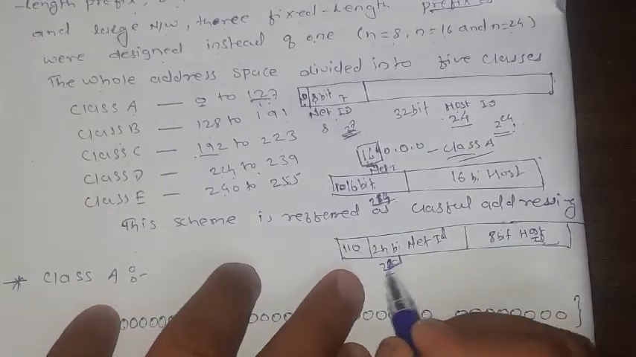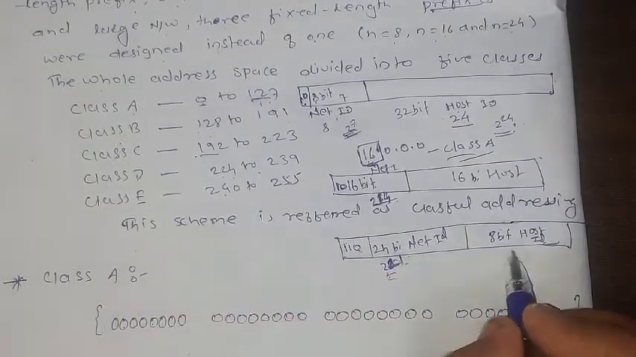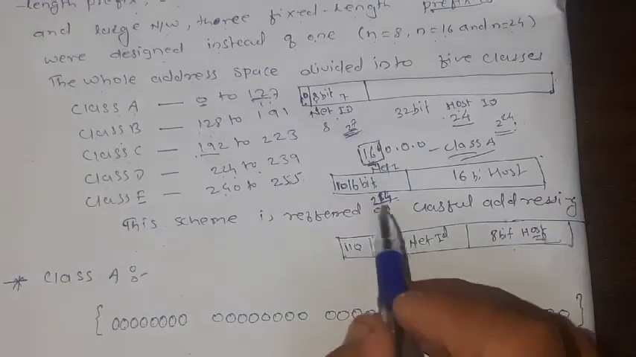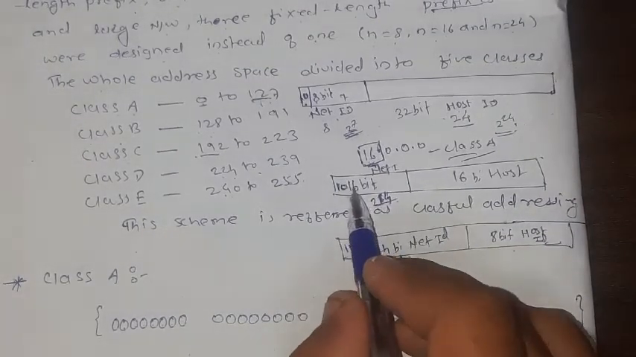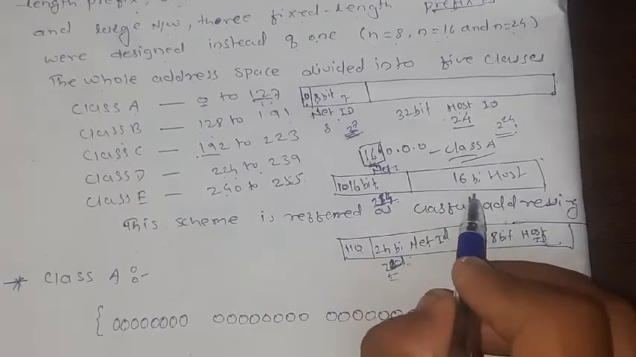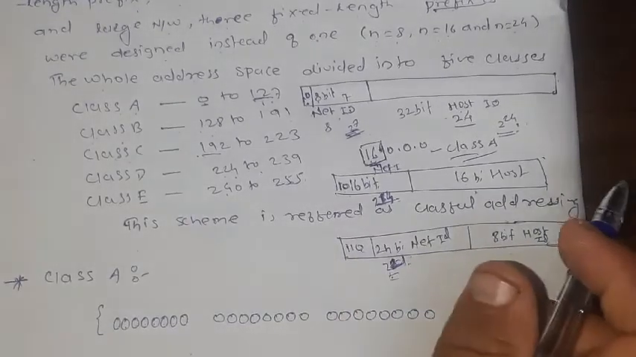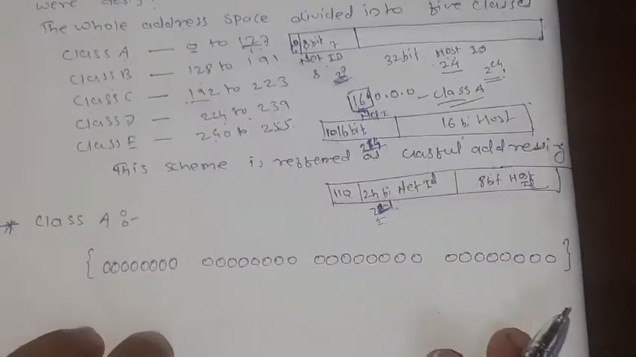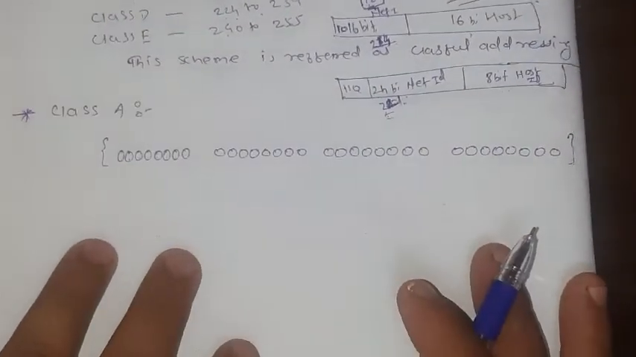Okay, 2 raised to 21 for net ID and the rest of the 8 bit for host ID, and here the total are 16, so 16 minus 2 means 14, 2 raised to 14 for net ID and the 16 bit for host ID. Okay, let's go with class A.